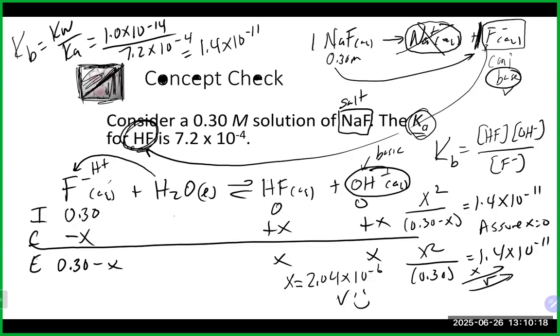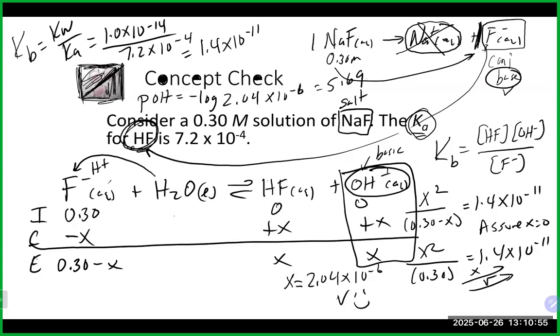Again, a reminder that at this point, that is the concentration of my OH minus, not my H plus. So that means I could go into my pOH, minus the log of really my X value there, 2.04 times 10 to the minus 6. And that's going to give me a 5.69 pOH.